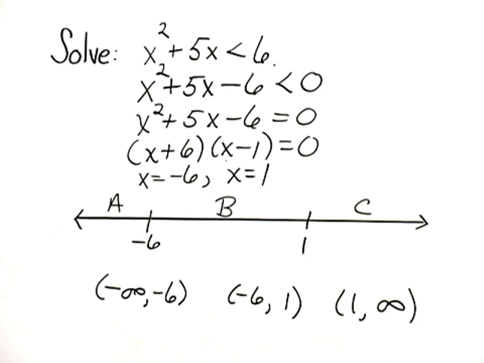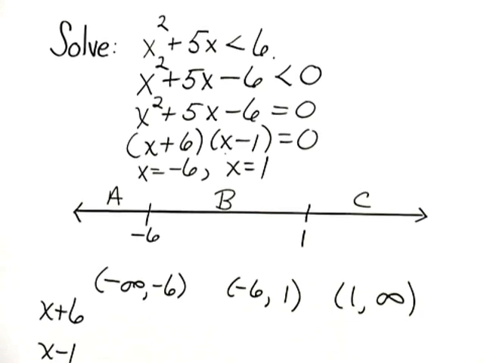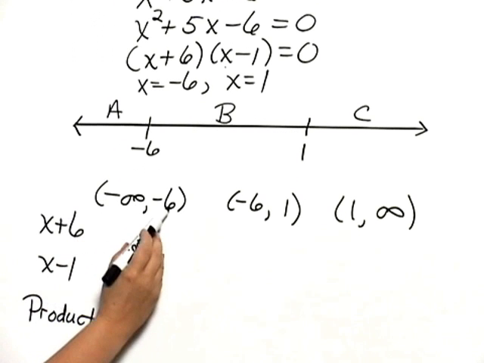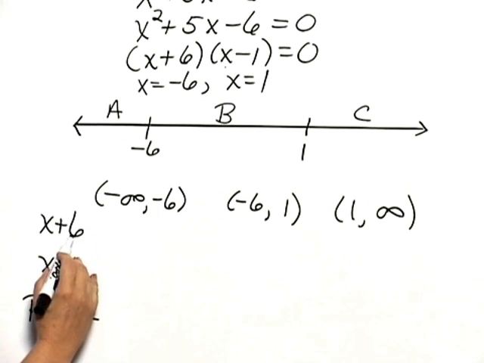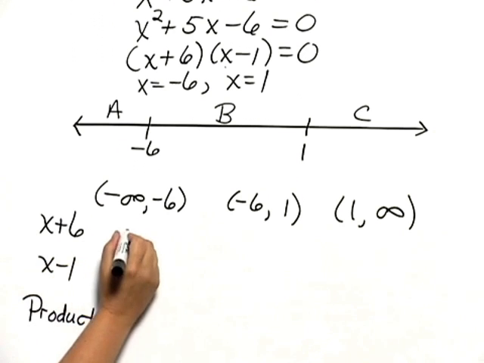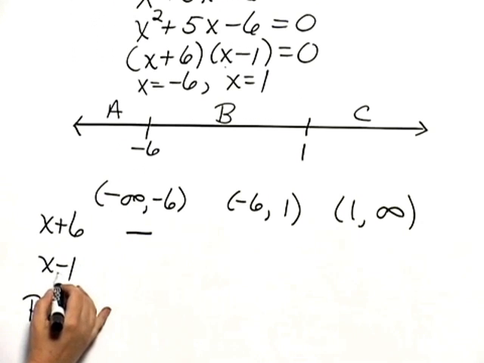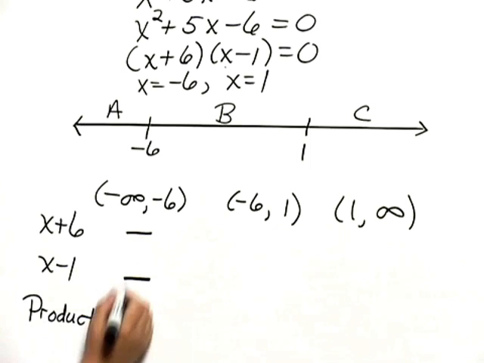And we're looking at interval A, interval B, and interval C. Instead of thinking of x squared plus 5x minus 6, let's think of the factored form x plus 6 times x minus 1. Because when we do that, we can really just look at the signs of those factors. And then we'll look at the sign of the product. In here, we have x less than negative 6. Well, when x is less than negative 6, this factor will be negative. Here, when we have x less than negative 6, this factor will also be negative. And then the product of the two negatives will be positive.